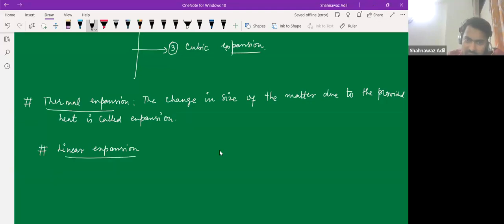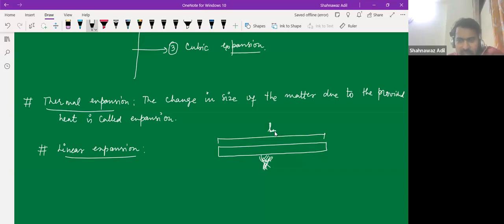We have this rod, and we are heating this rod. Let's say the actual length of this rod is L. Let me write it in capital. The actual rod is L, but due to the provided heat, the molecules of this rod will gain some kinetic energy, and then they will move around and elongate. So the size of this rod will change.